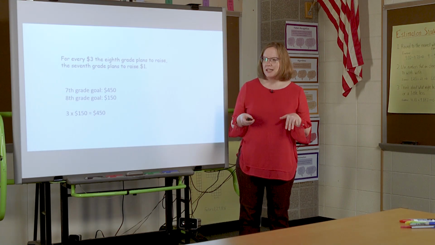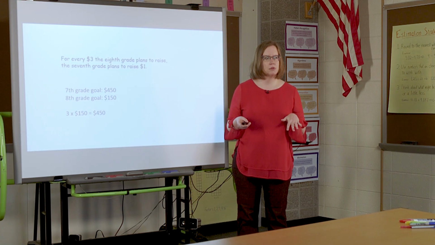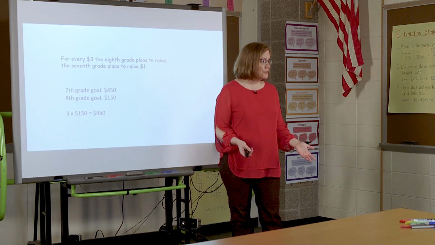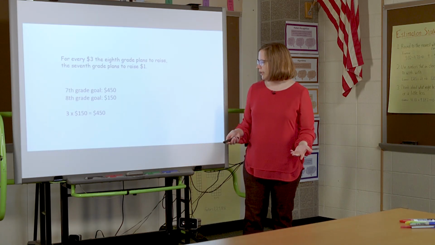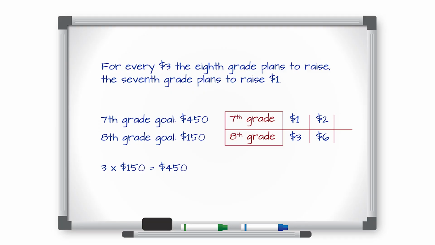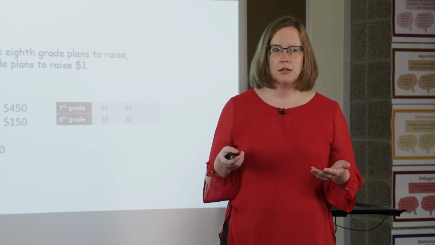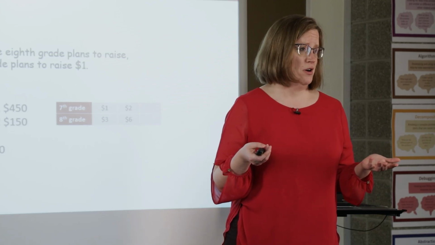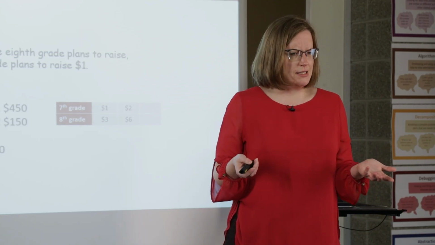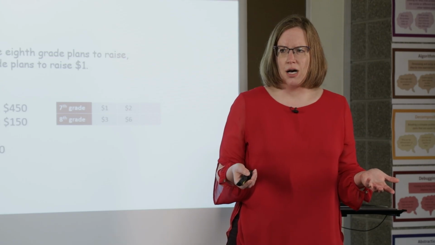But why did we decide this statement wasn't true? We were looking at some examples and writing them down in a table, right? So we said, if this statement were true, when the 7th grade had $1, the 8th grade would have $3. When the 7th grade had 2, the 8th grade would have 6. And no matter how many times we added $1 more to 7th grade and $3 more to 8th grade, the 8th grade was always going to have more. And why did we decide that didn't make sense? Why didn't that work?